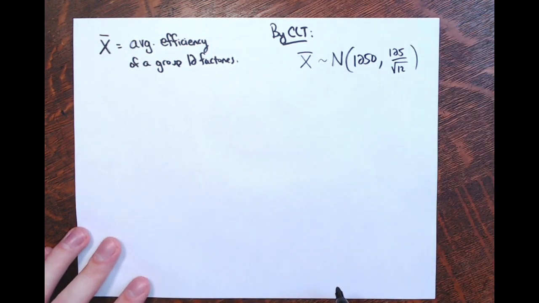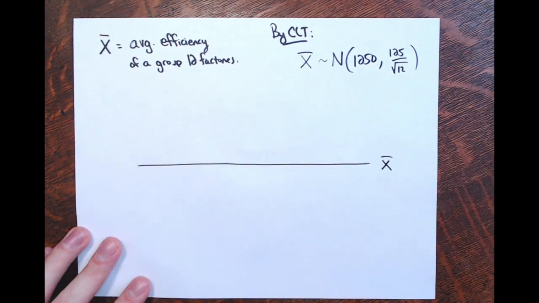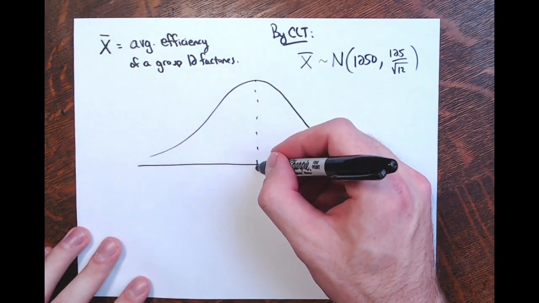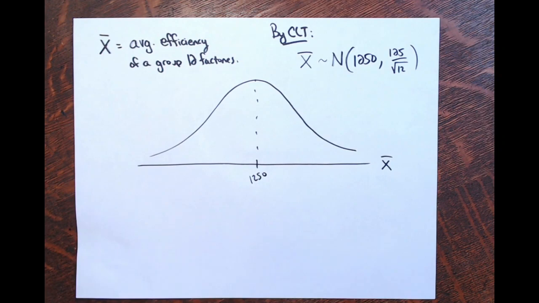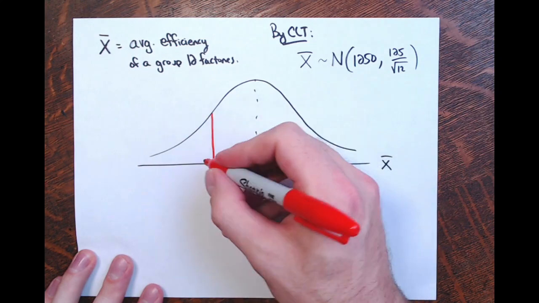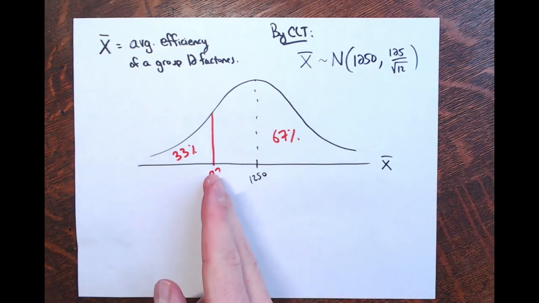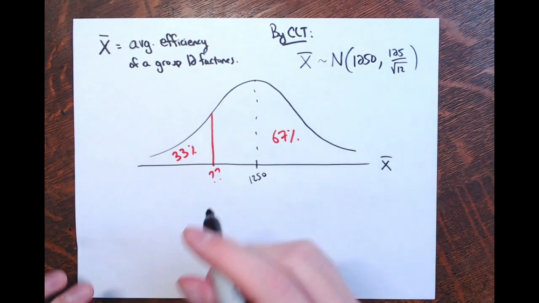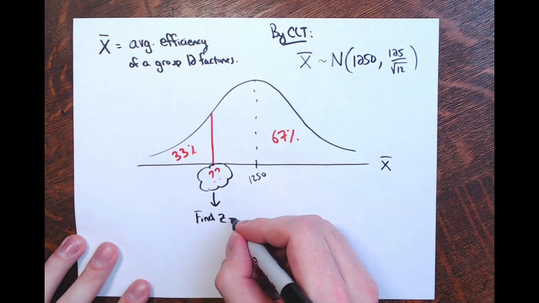All right. And I'll draw a little picture here. So different averages here for groups of size 12, normally distributed. The middle here, the mean of the X bars, is 1250. And we're trying to figure out what value separates the lower 33%, so that'd be over here. What's this value here that separates the lower 33% from the upper 67%? What's that value? Okay, so first I want to find the z-score for this on the table. Let's find the z-score for this.